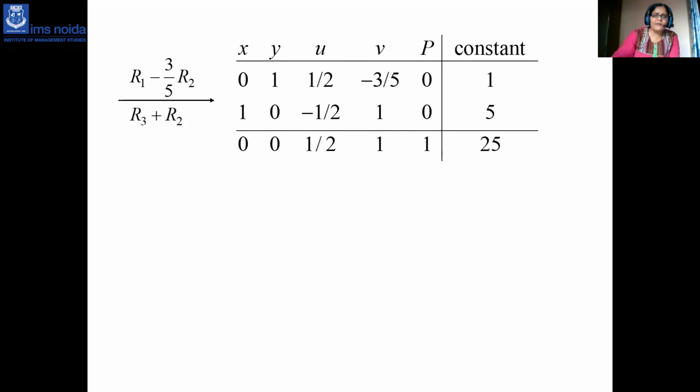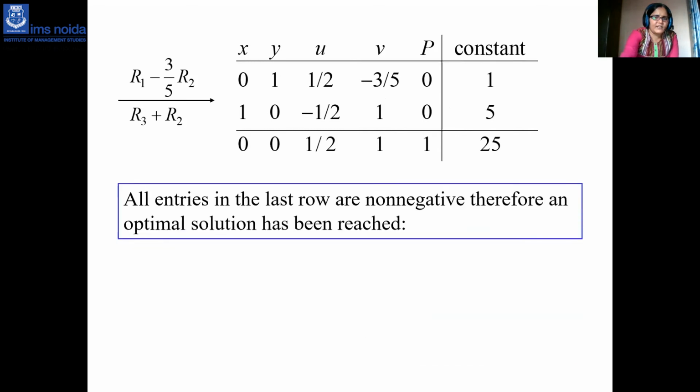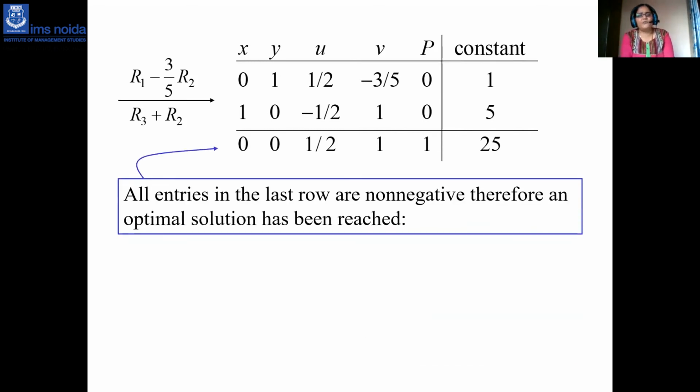This is the Z row, the last row, where you see the values totaling. You are getting 0 or positive everywhere, which is necessary for our output. So this is all about the most possible values of x and y. All entries in the last row are non-negative. Therefore, we have reached our optimal solution.